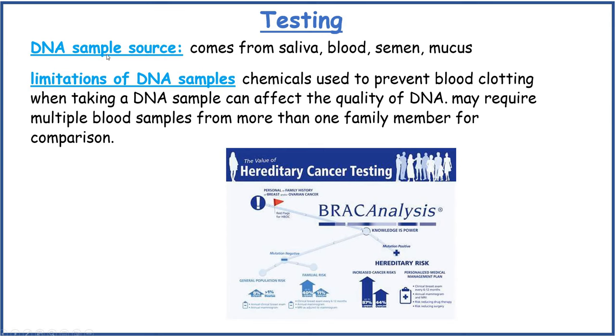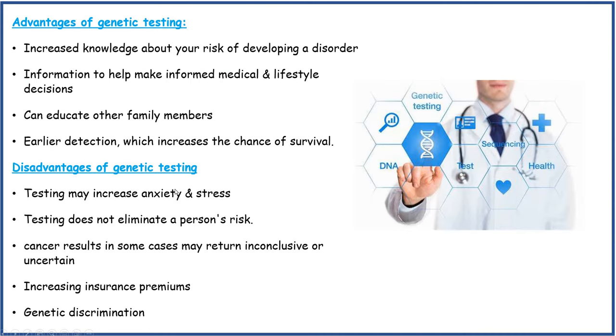So testing now. DNA sample source comes from saliva, blood, semen and mucus. Limitations of DNA samples is that chemicals used to prevent clotting, when taking a DNA sample, can affect the quality of the DNA. May require multiple blood samples from more than one family member for comparison.